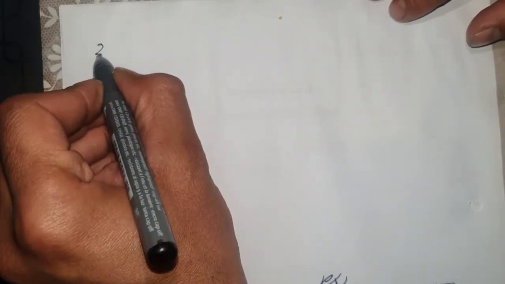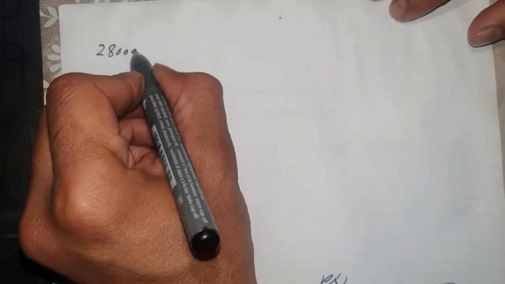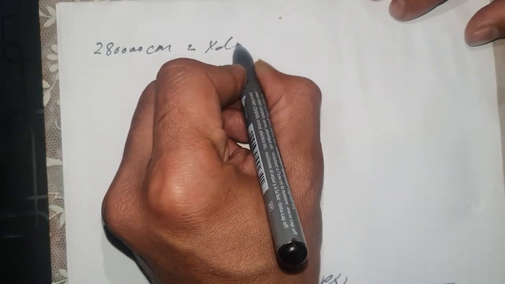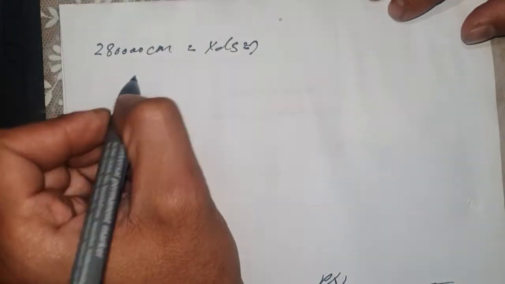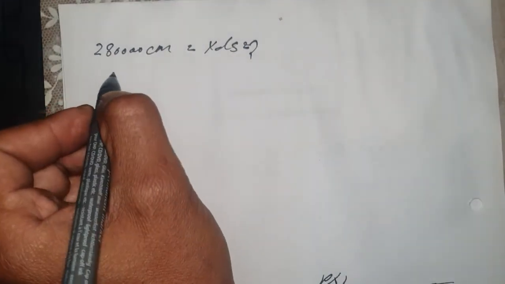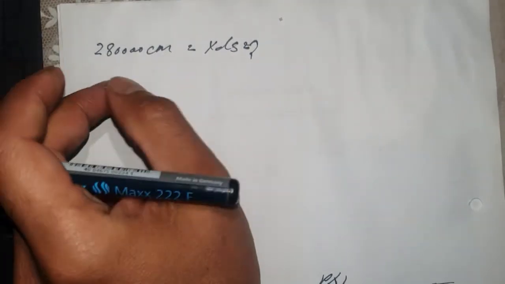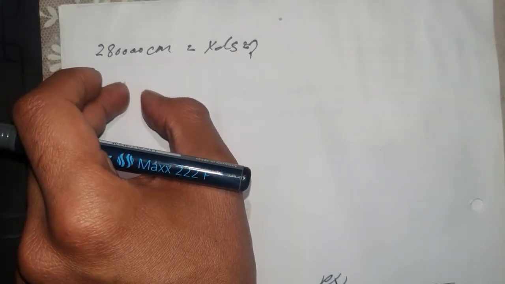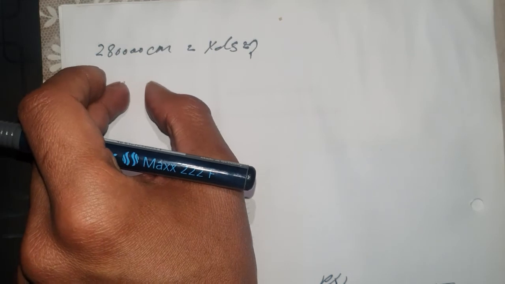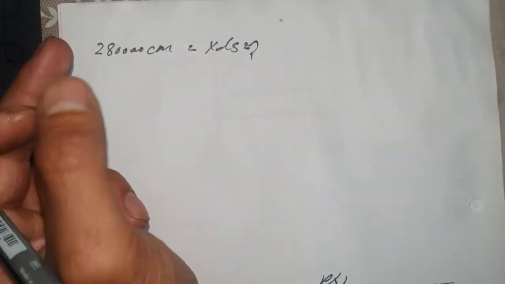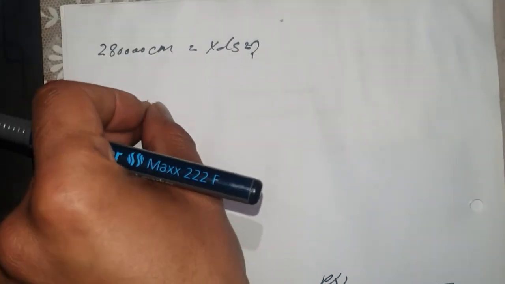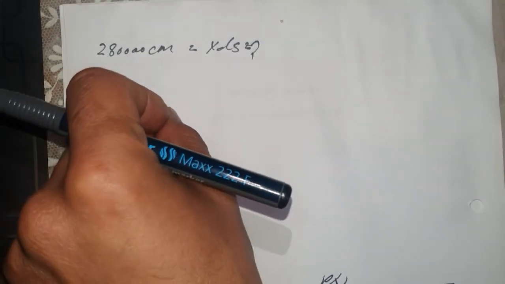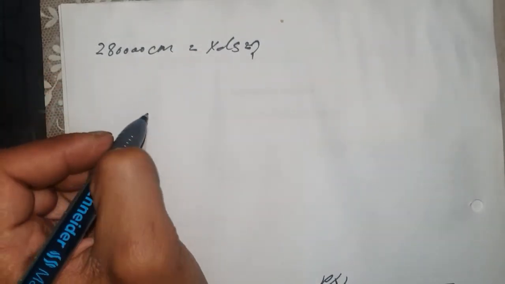So here's another example. We have 280,000 centimeters, and we want to change that to yards. How many yards is 280,000 centimeters? Here we first have to change the centimeters to meters. After the meters we will change that to feet, and after feet we will go to yards.